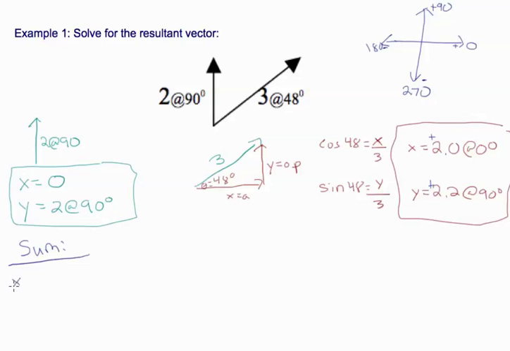We have 0, it's nothing. So our x direction is just going to be 2, and because it's positive, we know that it's at 0 degrees, according to this. In y, we have 2 plus 2.2, and that equals 4.2, and because it's positive, we know that that's 90 degrees. So this is our sum, 2 at 0 and 4.2 at 90.